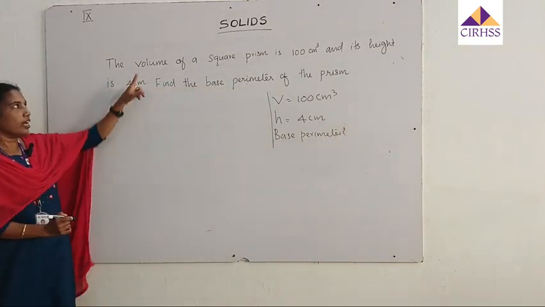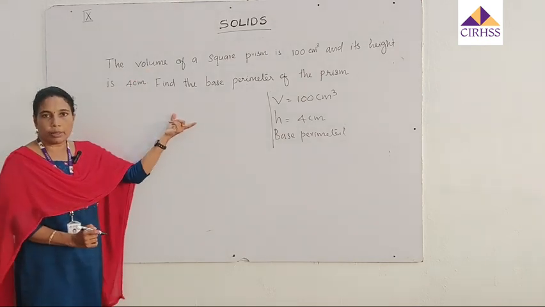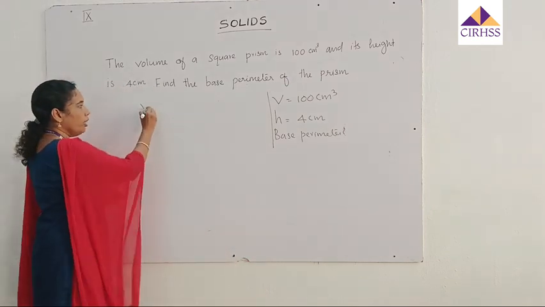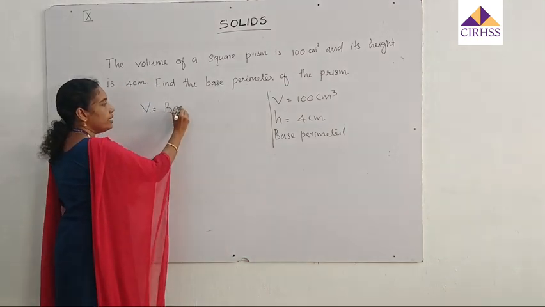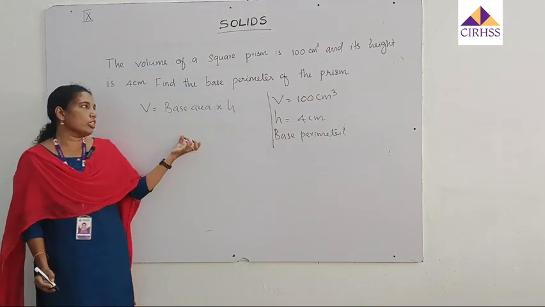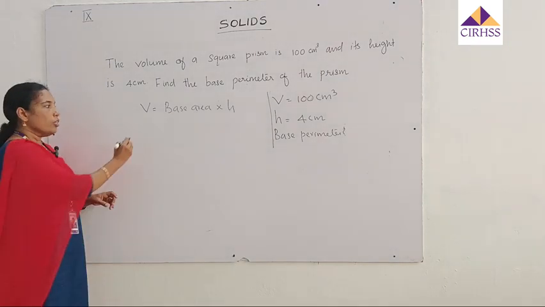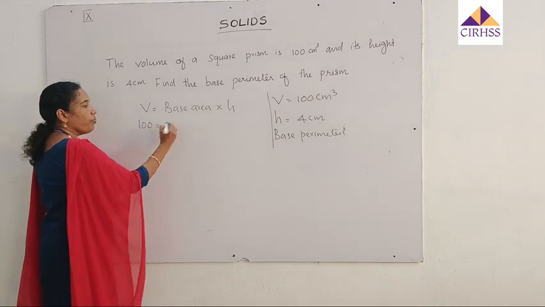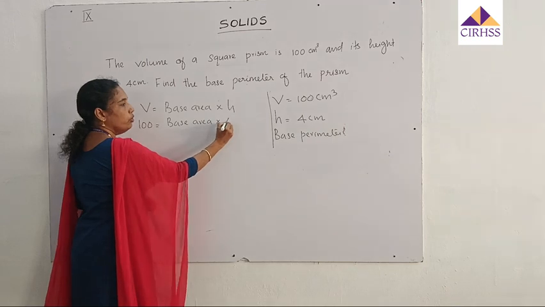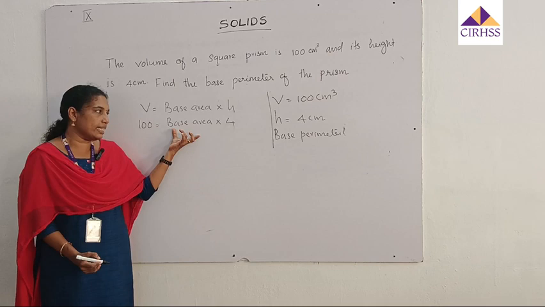Okay, then let's start with volume. We know volume of any prism is the product of base area and height. So we can write volume is equal to base area into height. Then next we substitute the values for V and H in this equation. So 100 equal to base area into 4. Then from this equation we can calculate base area.